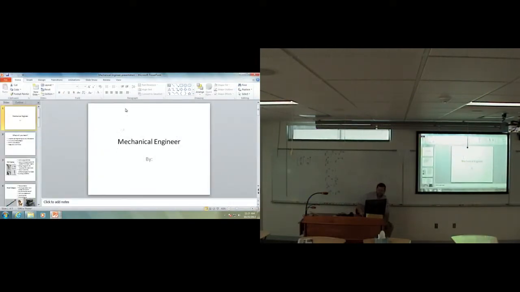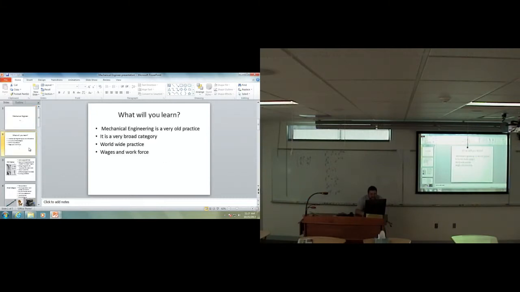So here's another one that's a little bit incomplete. Mechanical engineer by, who's it by? It's a white background, obviously not all that exciting. But they do have an outline slide. Mechanical engineering variable practice, it's a broad category, worldwide practice, wages and workforce. We're going to learn about 4 different things here, obviously.